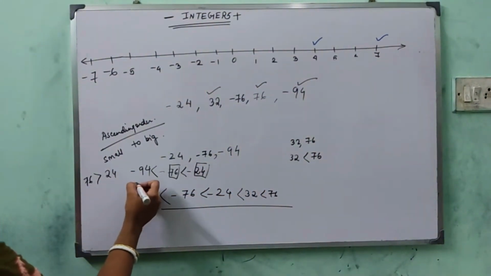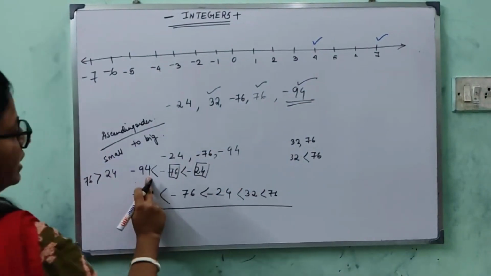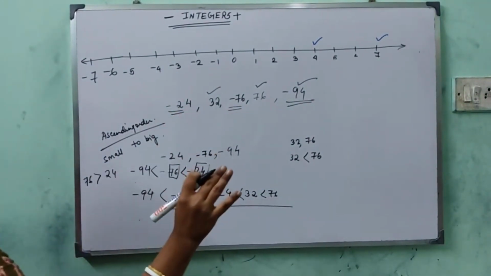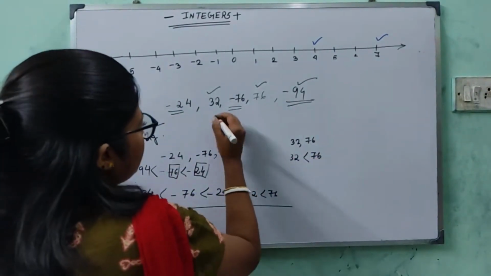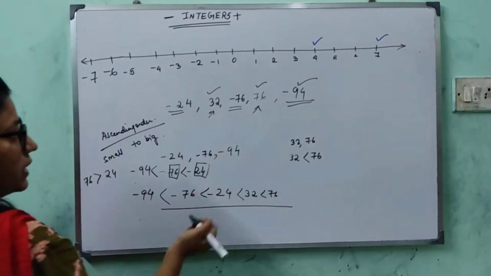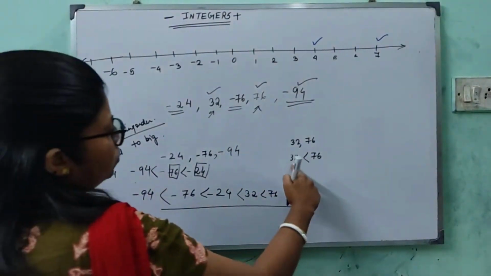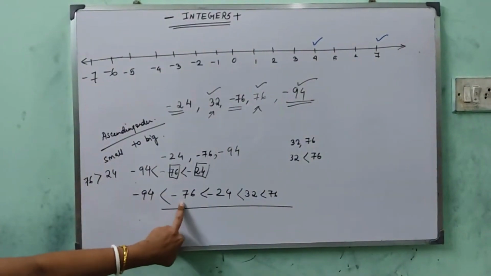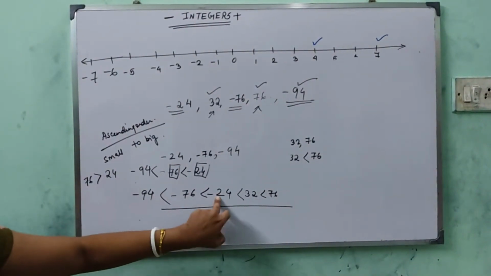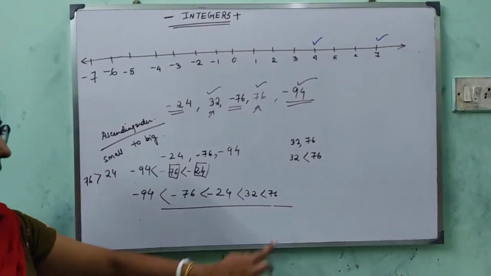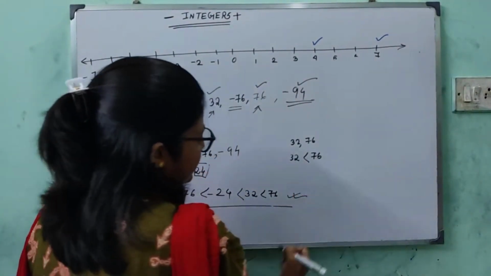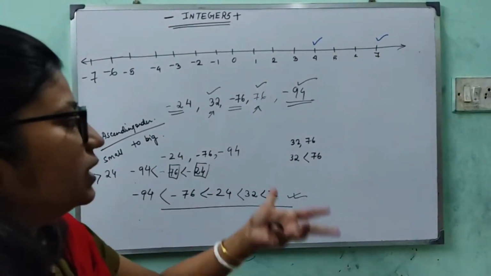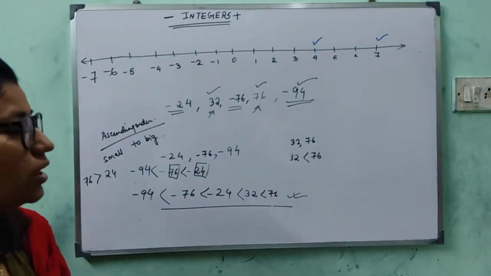So minus 94 is this one, minus 94 lesser than minus 76, which is lesser than minus 24. The negative numbers done. Then comes the positive numbers, 32 and 76. We know that 32 is lesser than 76. So join them together: minus 94 less than minus 76, less than minus 24, less than 32, less than 76. So here it ends. Similarly, if you are given the descending order, same way you can do it, from the greater to the smaller.